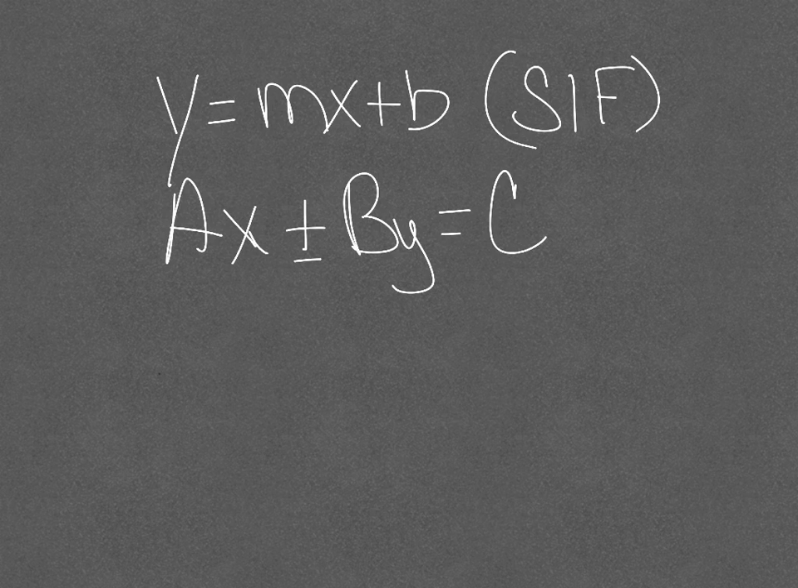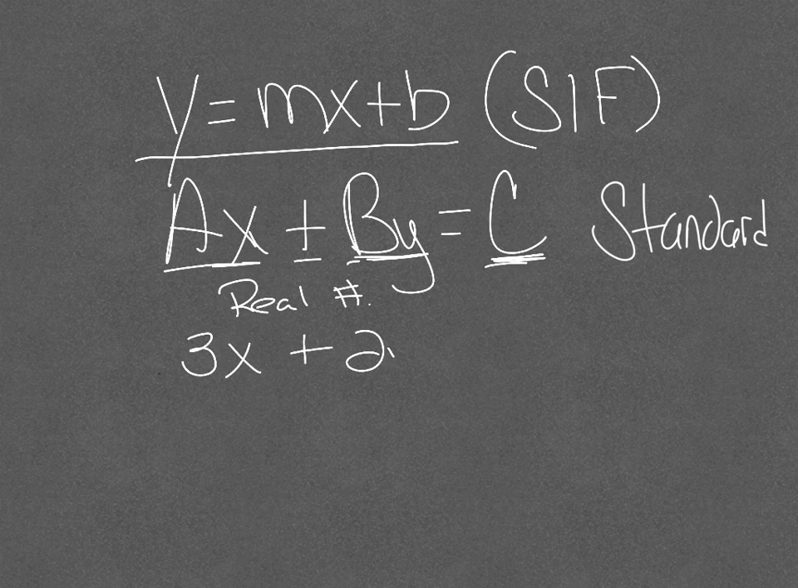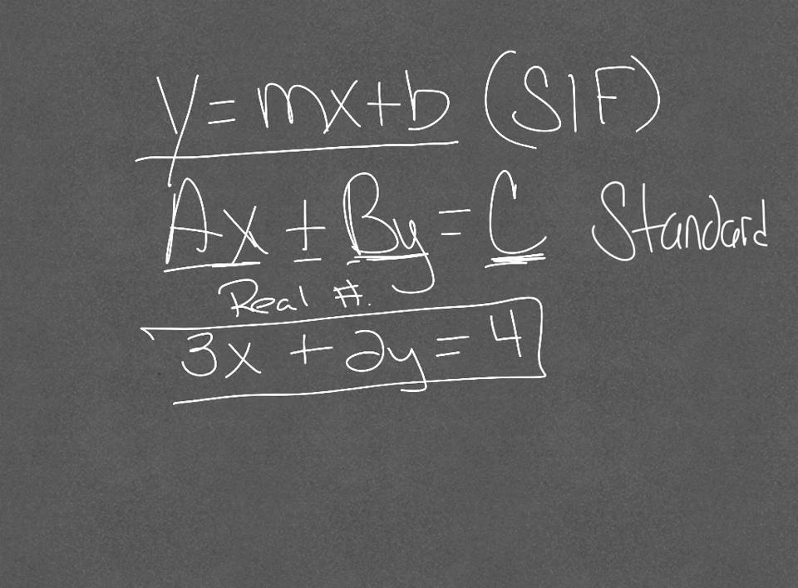Okay, this is standard. And all it is, you're just moving this around. And A, B, and C all represent real numbers, okay? A is the coefficient of x, B is the coefficient of y, and C is just a number. So you might have like 3x plus 2y equals 4. This would be standard form of a linear function.